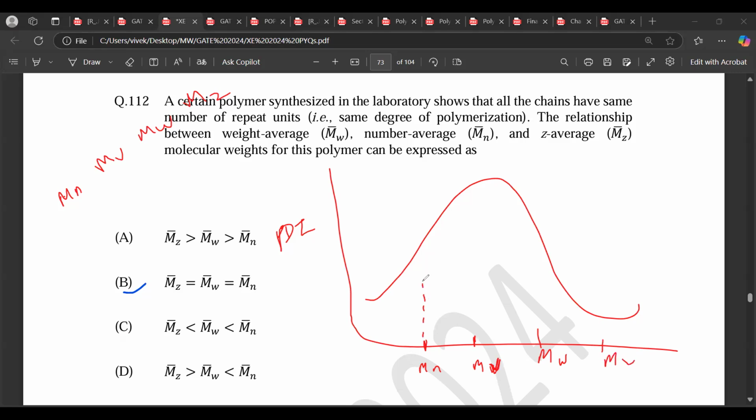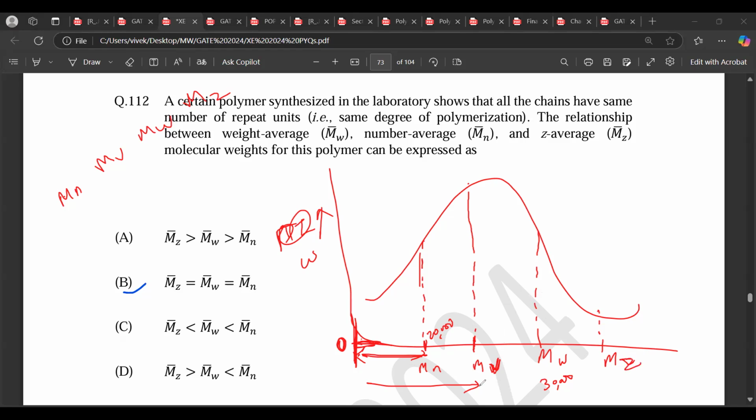This is the molecular weight, not the height. This horizontal distance from the origin zero is the molecular weight. If from zero to this point is, let's say, 20,000, that is your Mn. Then Mv will be slightly higher, so it could be 22,000 or 25,000. Then Mz is also higher. The vertical axis here is the volume fraction. This is your Mw and this is your Mz.